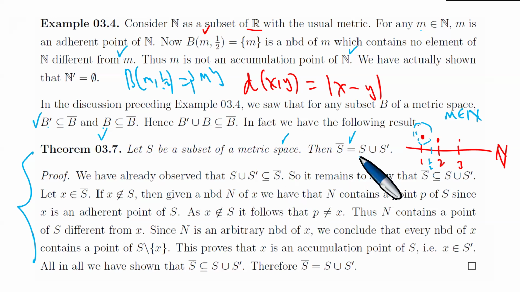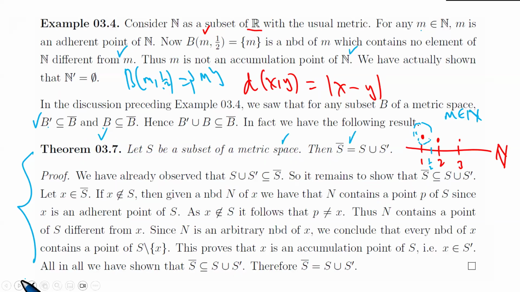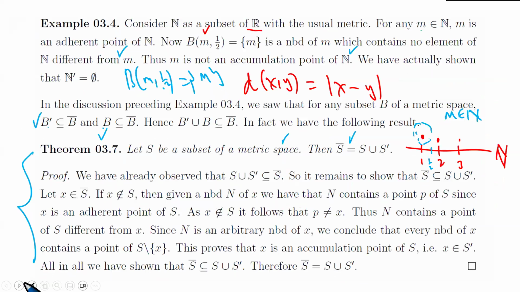To get the closure, just take S and take the union with the derived set of S, and the derived set of S with the union of S will give us the closure of S. We have already observed that S union S primed is a subset of the closure. This is what we have seen before. We have obviously been able to see that part over there.